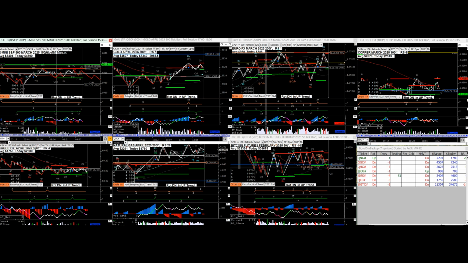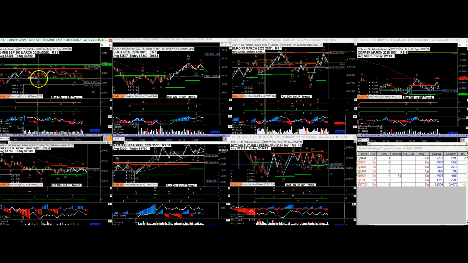So that thrust meant we were going higher, especially when it attempted to take this low and reversed up instead of having fall through to the downside. All right, so that put the market in a good position to go up.